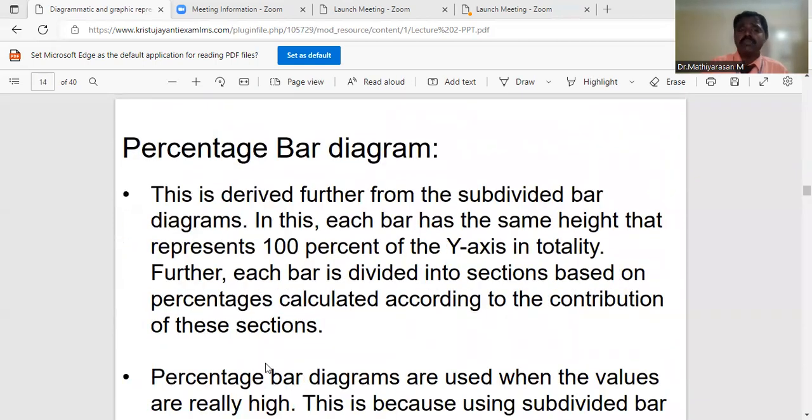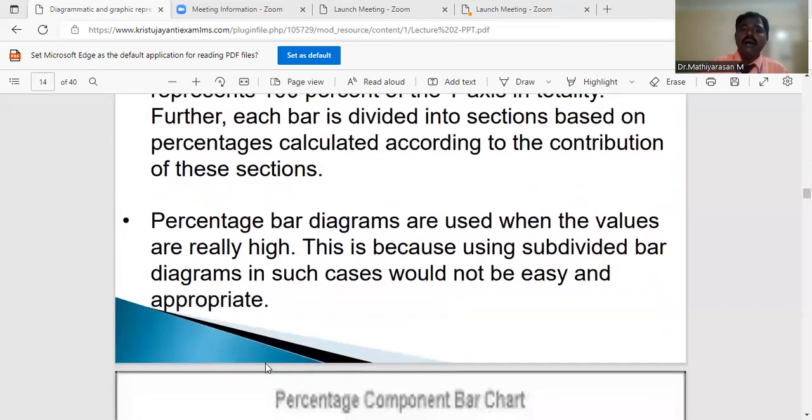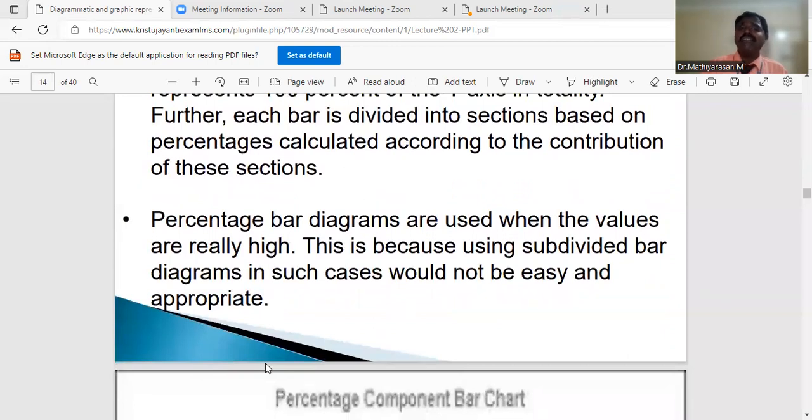Next one, percentage bar diagram. This is derived further from the subdivided bar diagram. In this, each bar has the same height that represents 100% on the y-axis in totality. Further, each bar is divided into sections based on the percentages calculated according to the contribution of these sections. Percentage bar diagrams are used when the values are really high. This is because using a subdivided bar diagram in such cases would not be easy and appropriate.